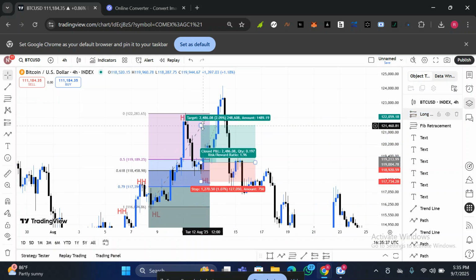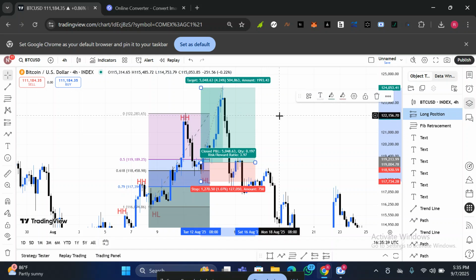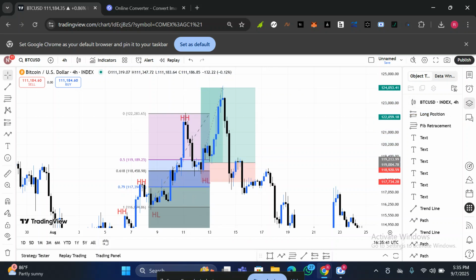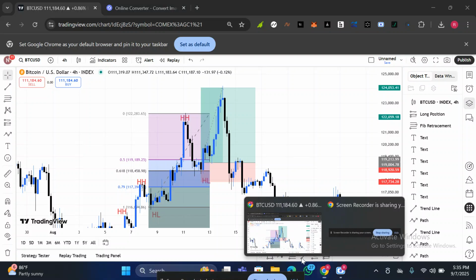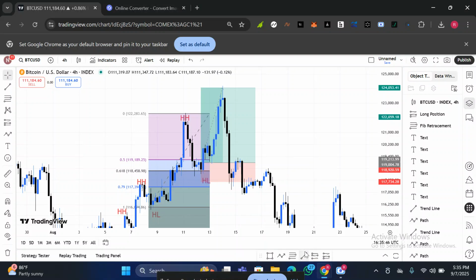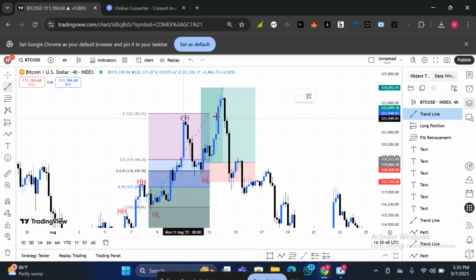Then your next target is going to be the next high, because the market is going to give you a next break of structure from here. All right, the market is surely going to give the next break of structure from here.